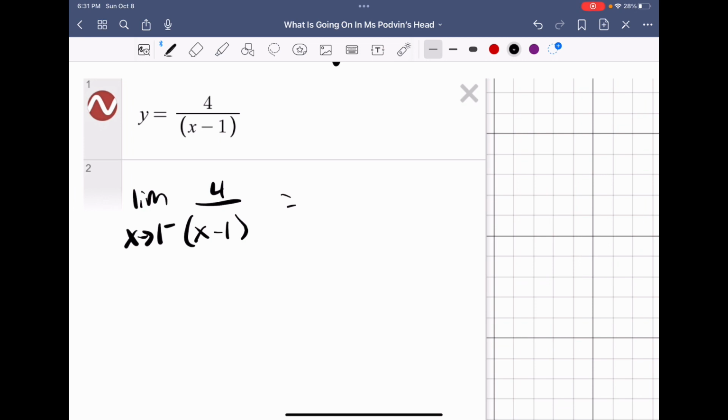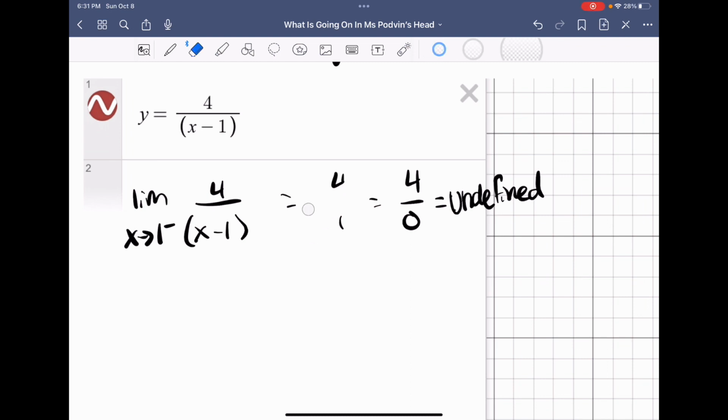And now, why can't I just plug in 1? Well, if I were to actually plug in 1, I would end up with 4 over 1 minus 1, which is equal to 4 over 0. We know this is undefined. We know we can't divide by 0. So the limit allows us to look at the function behavior that gets super close to x equals 1, but not actually x equals 1. That's why we have to take a look at the left and the right.